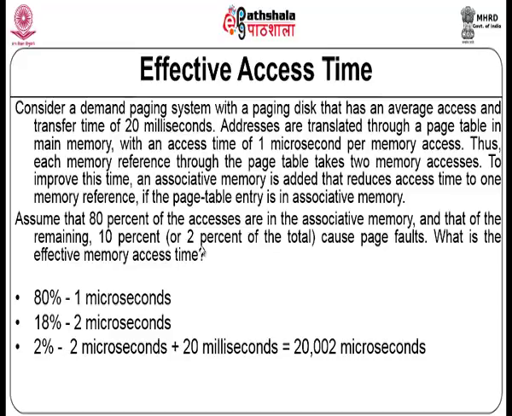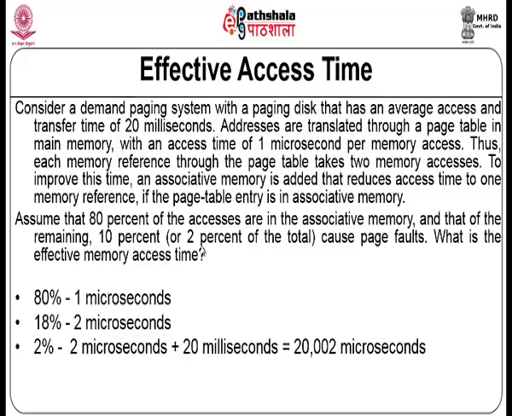Here it is given that 80% of the accesses are in associative memory. So, 80% will need only 1 microsecond, and of the remaining 20%, 2% has got page faults. So, for the remaining 18%, you can't find the page table entry in the associative memory; it will be present in the main memory. So, you pick up the page table entry from the main memory and then try to access the physical memory location. So, 2 memory accesses, 2 microseconds for that.